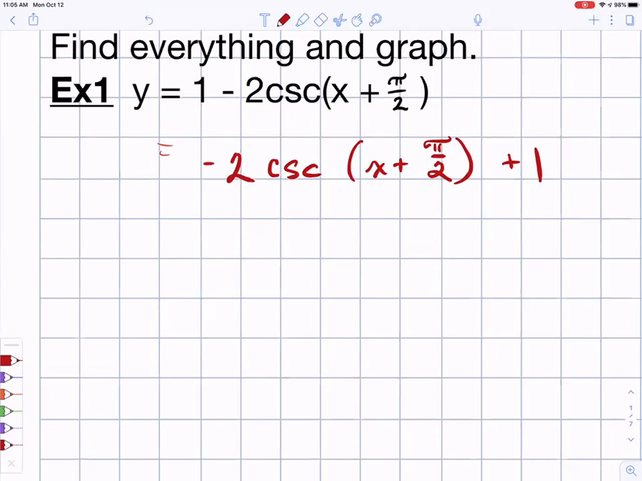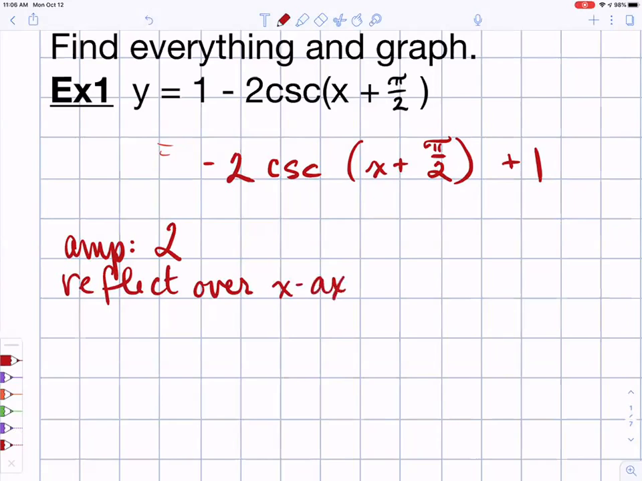Okay, so let's talk through. What kinds of things do we know according to section 9.6? If this were a sine or cosine, and it said find everything in graph, what would you do? What do we know? Let's start with amplitude. 2. Okay, what else do I know? There's a reflection. What makes it reflect? Okay, so reflect over the x-axis. What else? Okay, period.